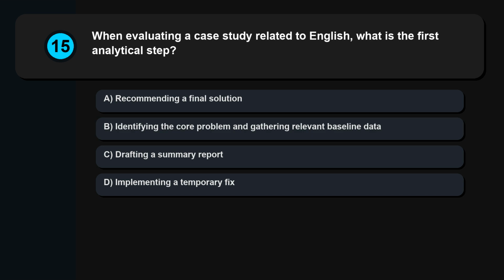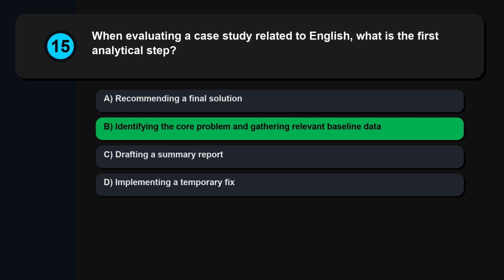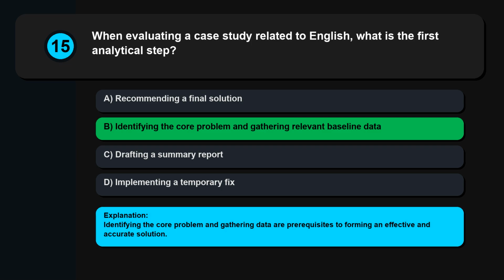Question 15. When evaluating a case study related to English, what is the first analytical step? Recommending a final solution, identifying the core problem and gathering relevant baseline data, drafting a summary report, implementing a temporary fix. Identifying the core problem and gathering data are prerequisites to forming an effective and accurate solution.